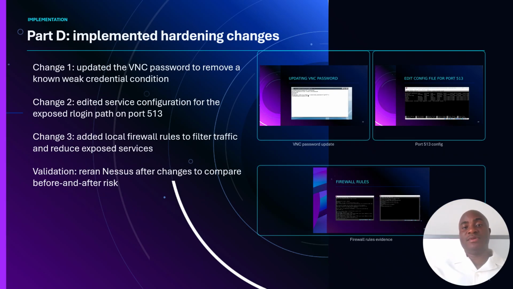I implemented 3 hardening changes because they were quick, cost effective, and directly mapped to scan findings. I changed the weak VNC password, addressed the exposed rlogin related configuration, and added firewall rules to control access. These changes were selected because they reduce immediate risks without requiring patch tools or major system redesign, as you can see on the screenshots.